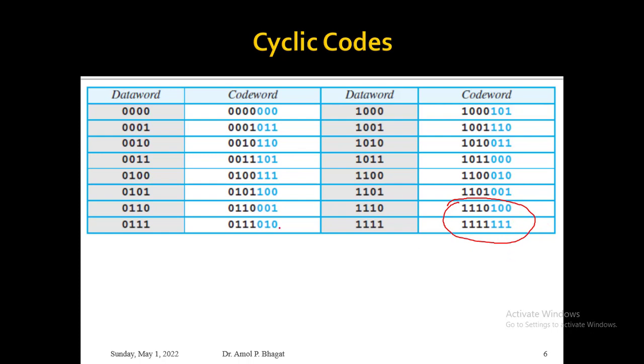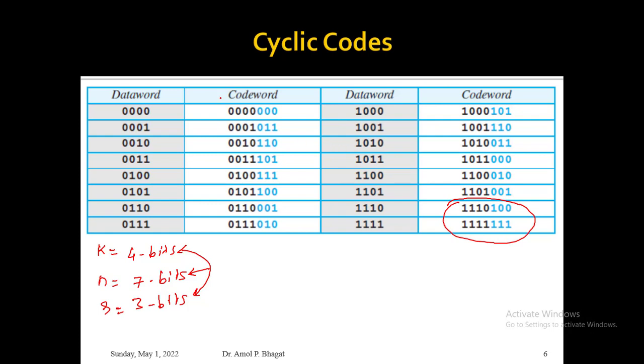But before that, if you observe this table, the value of k here, that is the number of bits in the data word, is 4. The length of the code word is 7 bits. So a total of 3 bits has been added to the data word to generate these 7 bits of the code word.